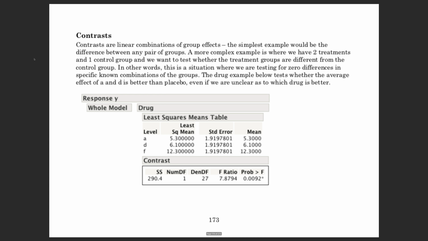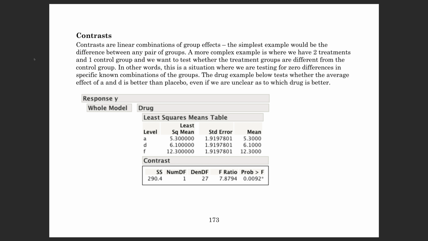Okay, so that's one way to look at our data, but there are other types of questions that we might ask. So a contrast, the definition is a linear combination of group effects. The simplest example would be these pair differences we've just looked at. But there are more sophisticated questions that we could ask.